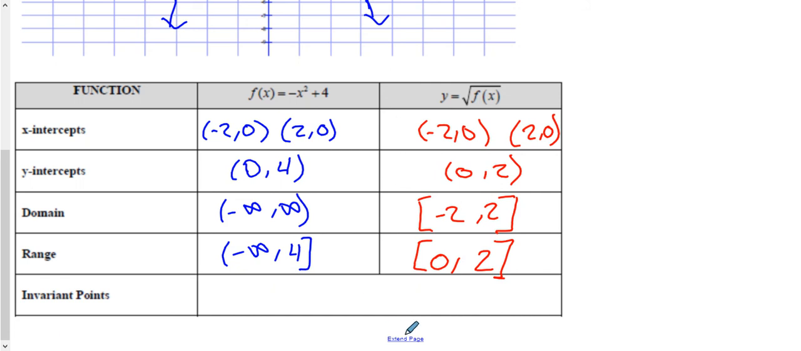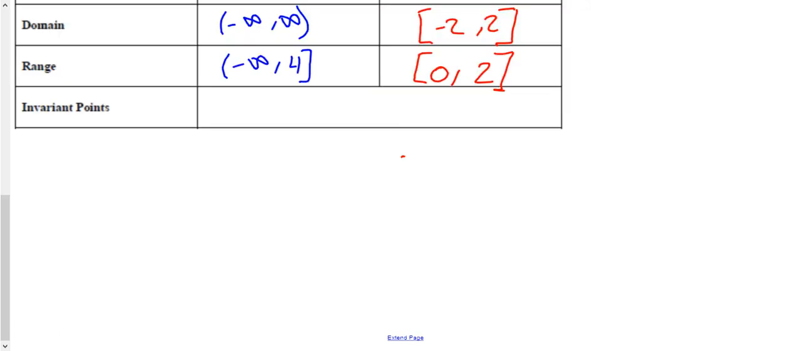Our invariant points, let's finish off this question here. We're going to have a few of them. The first set of invariant points, of course, are going to be our x-intercepts, so we'd have (-2, 0) and (+2, 0). After that, we have to figure out when y equals 1.